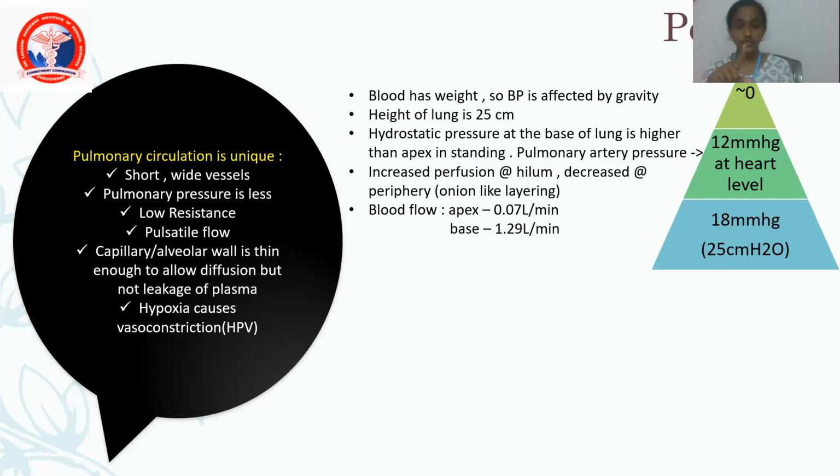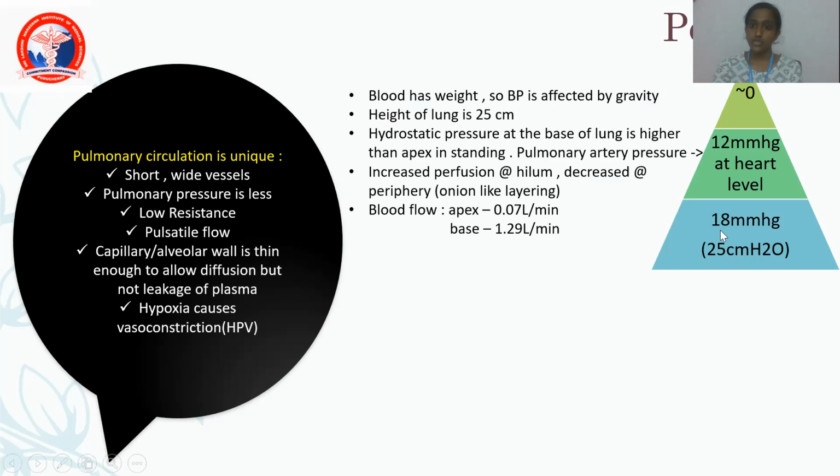And actually, you should know this concept that hypoxia will lead to vasodilation throughout the body except the lung. Only in the lungs, hypoxia will lead to vasoconstriction. That is a terminology called hypoxic pulmonary vasoconstriction, which we will also deal with in the last slide.